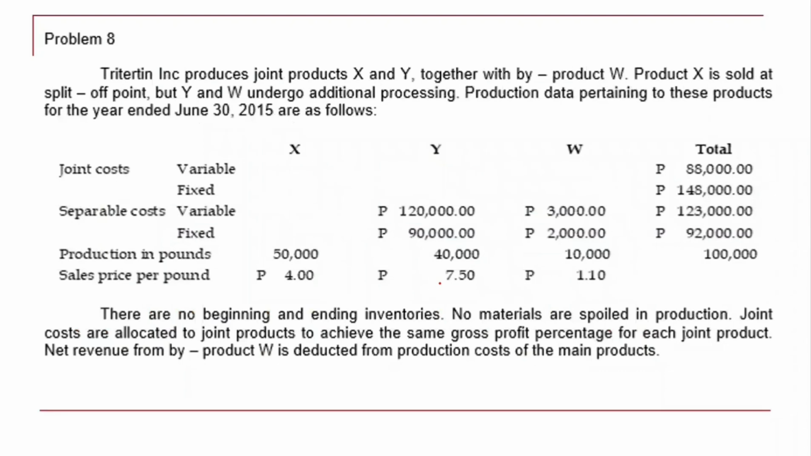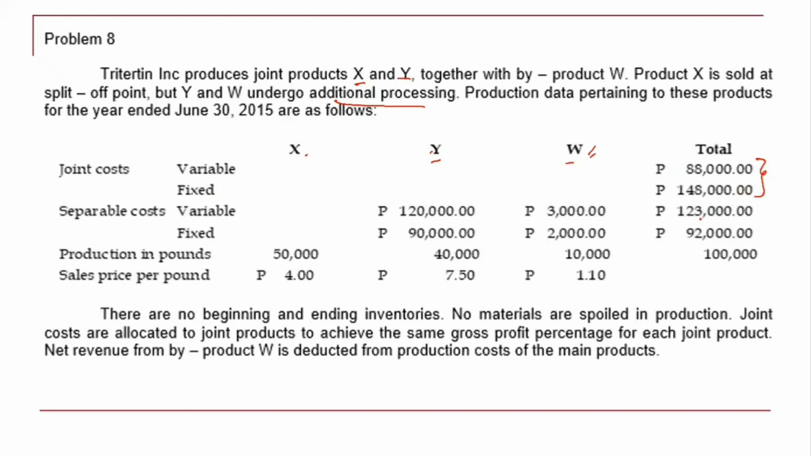Okay. Itong mga items na to, ito mismo yung mga binigay ko na exam sa mga estudyante ko before. So, going back, problem 8. 313 Incorporated produces joint products X and Y together with the byproduct W. So product X is sold at split-off point, but Y and W, o si byproduct, kailangan i-undergo ng additional process. So production data pertaining to these products for the year ended June 30, 2015 are as follows. Ayan. So for X, Y, and W, meron po tayong joint cost na ito po.